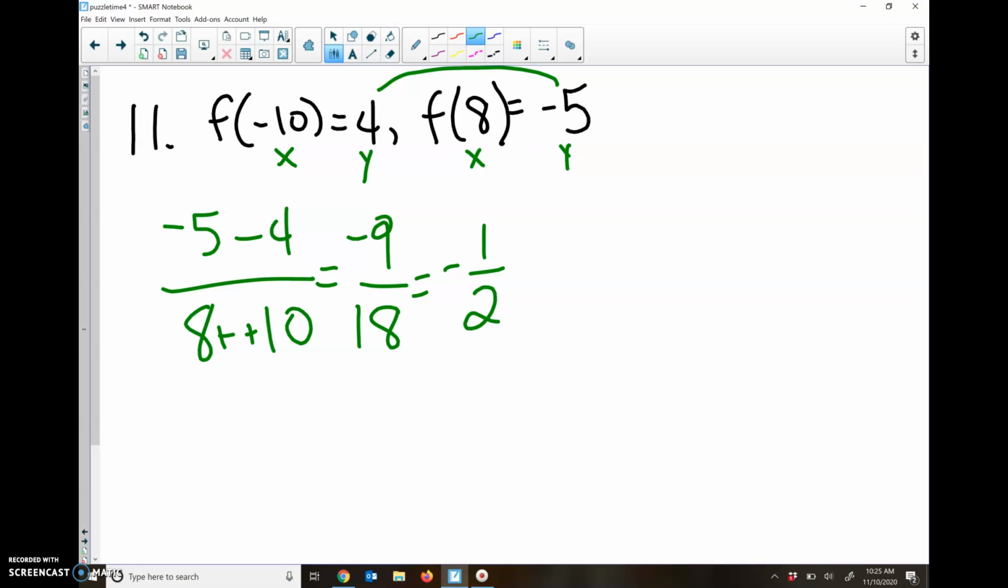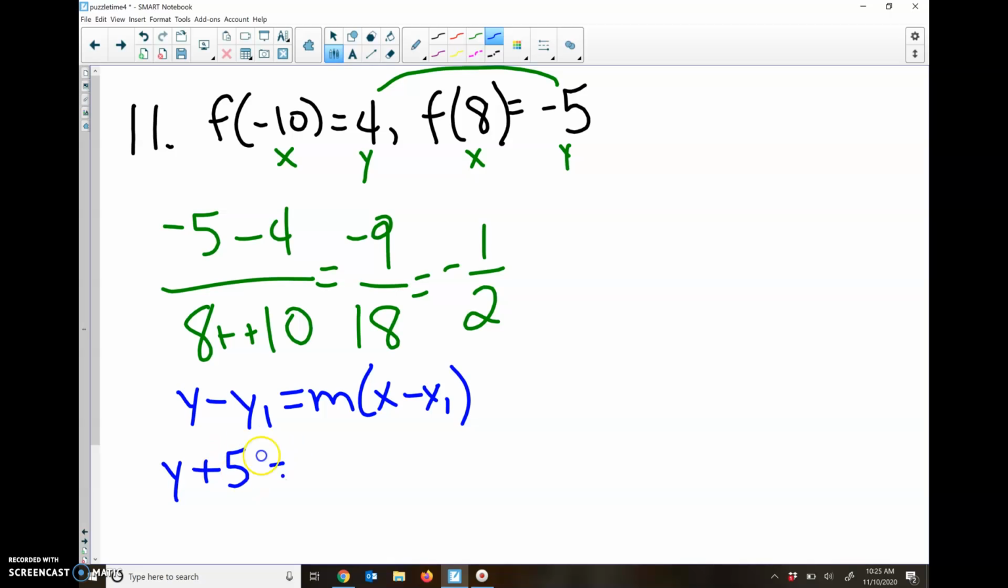And then so that's our first part. We found out our slope. Okay, and then our second part, we need to figure out our y-intercept. So I'm going to use my slope or point slope form. This time, there's not really an easier one in my mind. I have a negative 10 and a 4, or an 8 and a negative 5. I'm just going to pick 8 and negative 5 because they're smaller. So y minus, my y is a negative 5, so minus a negative 5 ends up turning into a plus 5. My slope is negative 1/2. And then my x is 8.